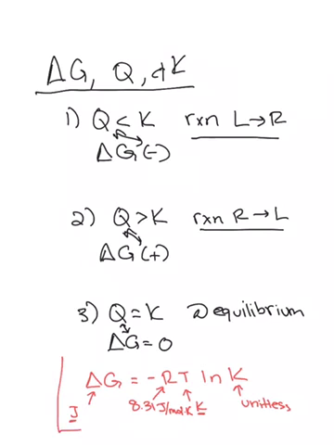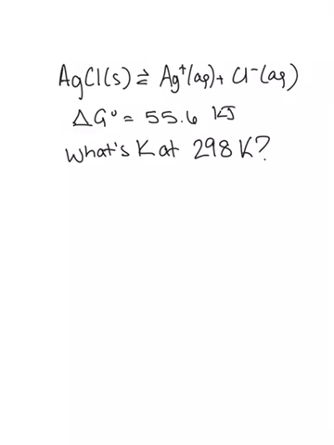So this particular relationship, delta G equals minus RT ln K, is one that you want to be prepared to work with. And so let's try an example. Here's an example. We've got silver chloride solid dissolving to make silver ions and Cl minus ions, and we have a delta G that's 55.6 kilojoules. We could figure out from this whether it's reactant favored or product favored.